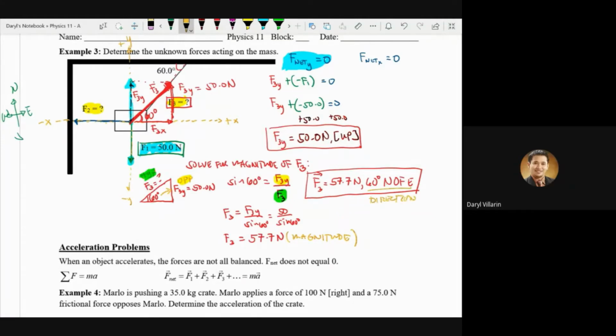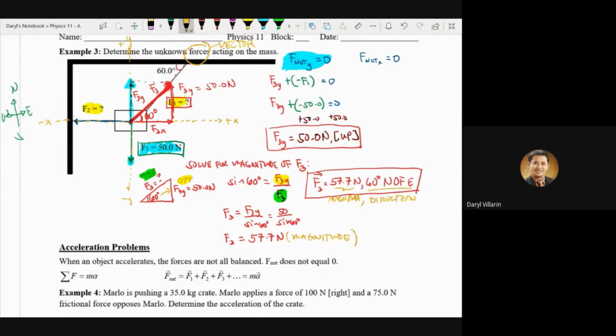Since force is a vector quantity, it should have both magnitude and direction. So this is the magnitude, and then the direction is 60 degrees north of east. So again, we're able to solve for the magnitude of F3. But the next thing that we need to solve, that is just half of the problem, because we need to solve for F2 also.